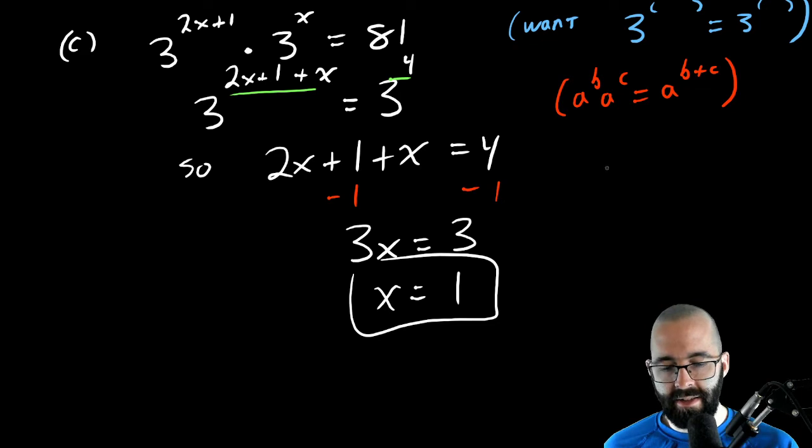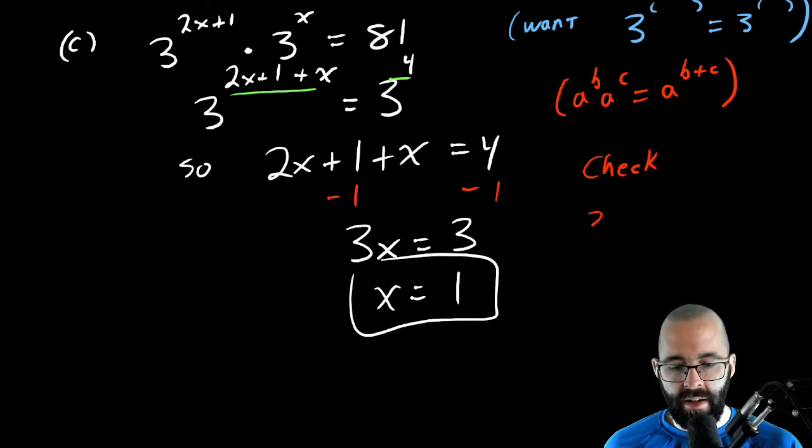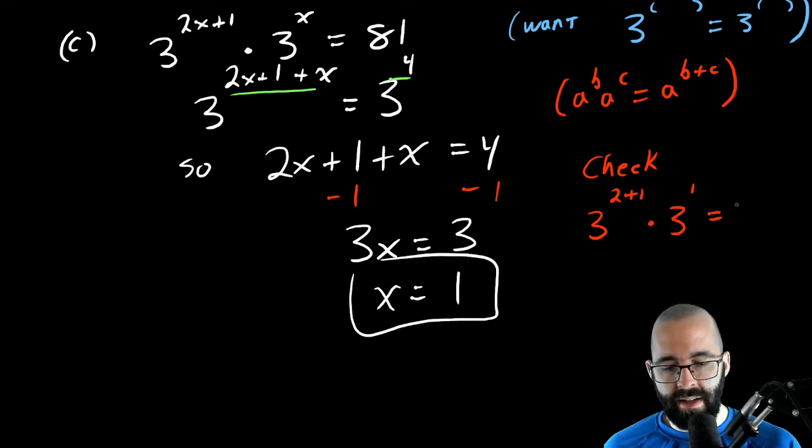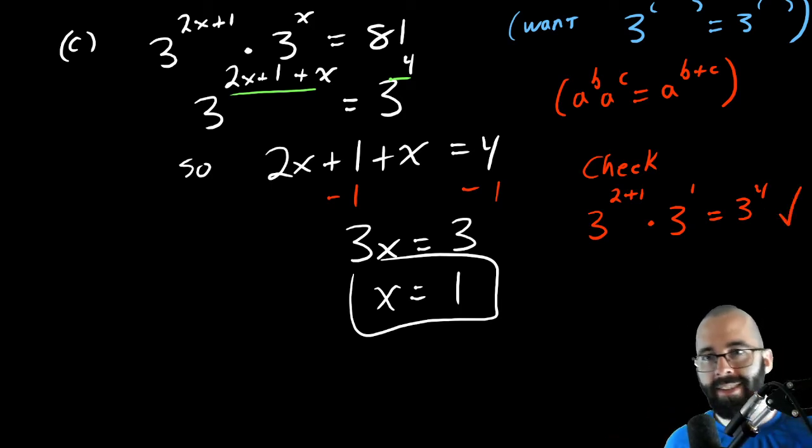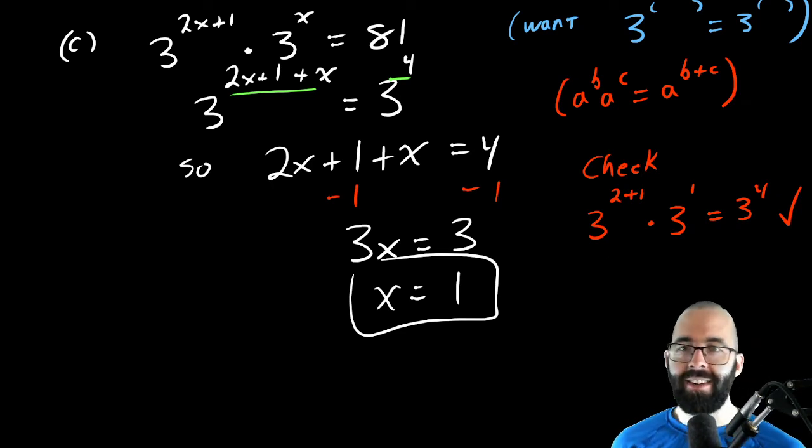Let's check our answer. Is 3 to the 2 times 1 plus 1 times 3 to the first exponent, is that equal to 3 to the 4th? That's 3 cubed times 3. That's 3 to the 4th. Yep, you betcha. Just like that.